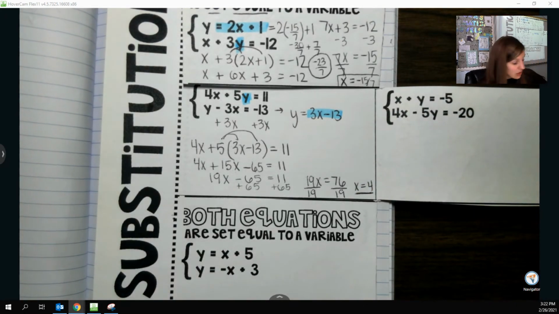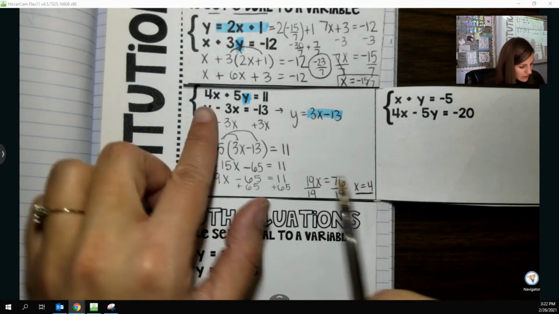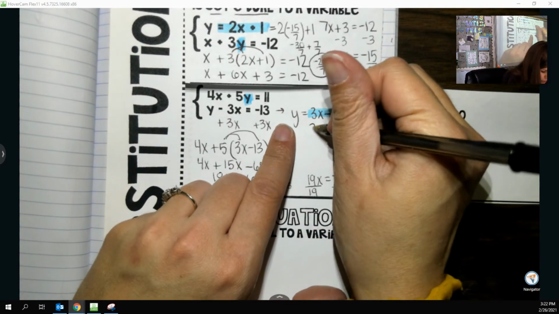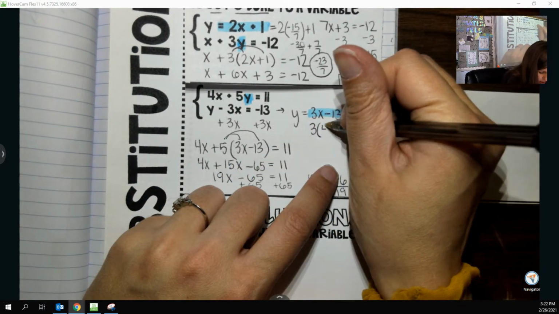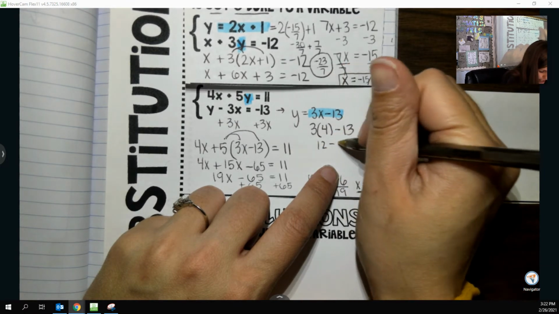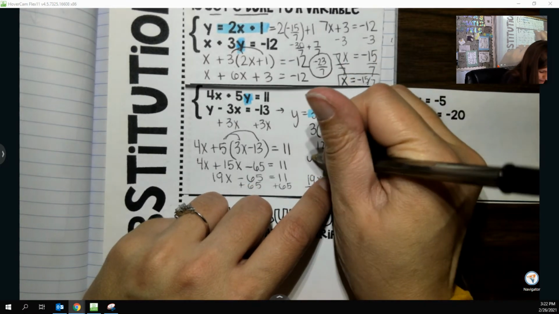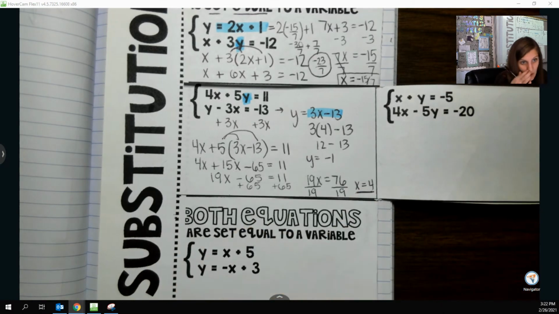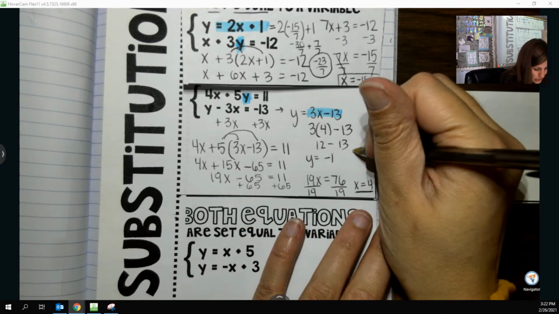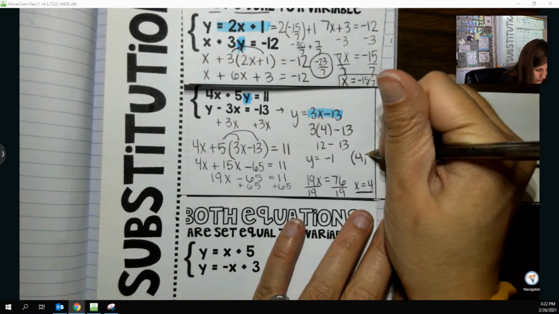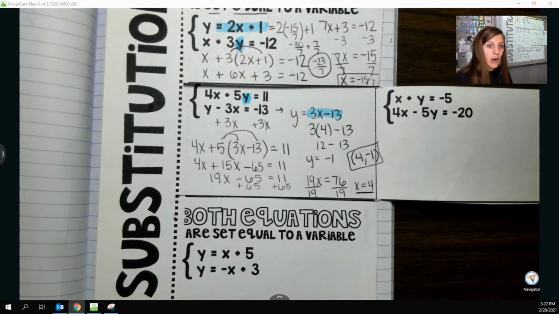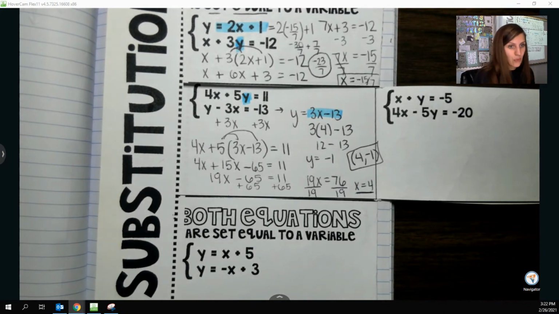But I also need to solve for y. However, in this first equation, I rewrote it so that y was by itself. So I'm just going to plug in x now as 4. And then 12 minus 13 is negative 1. So y is negative 1. So my final answer is one solution at 4, negative 1. That's where these two lines are going to cross, at one spot, 4, negative 1.